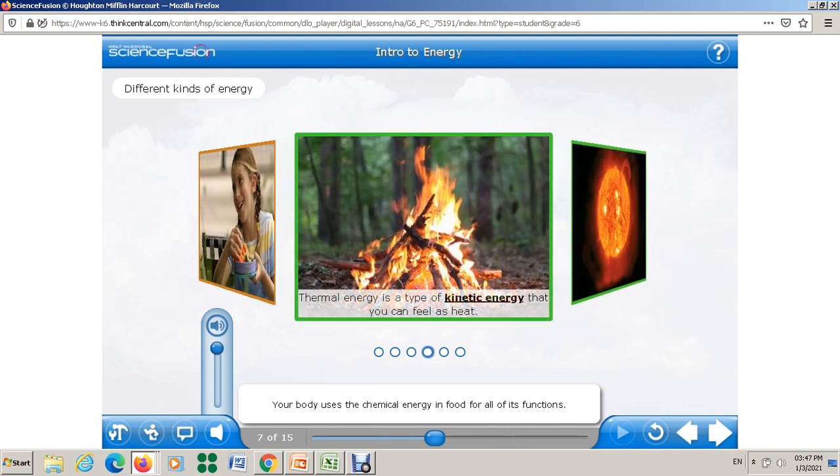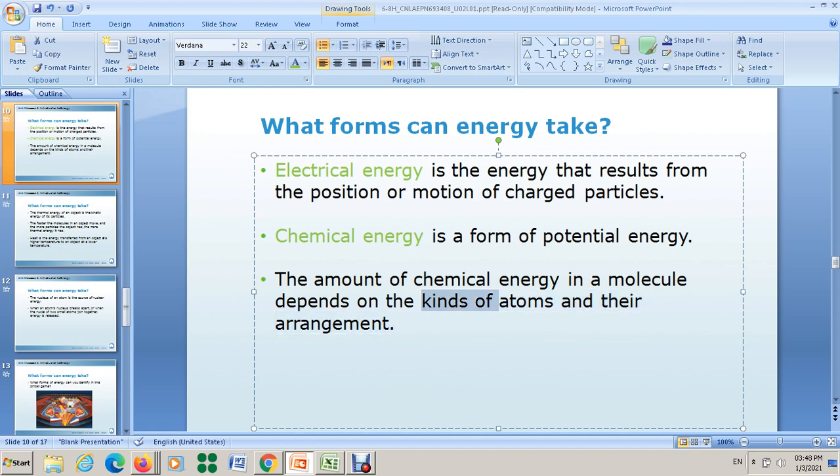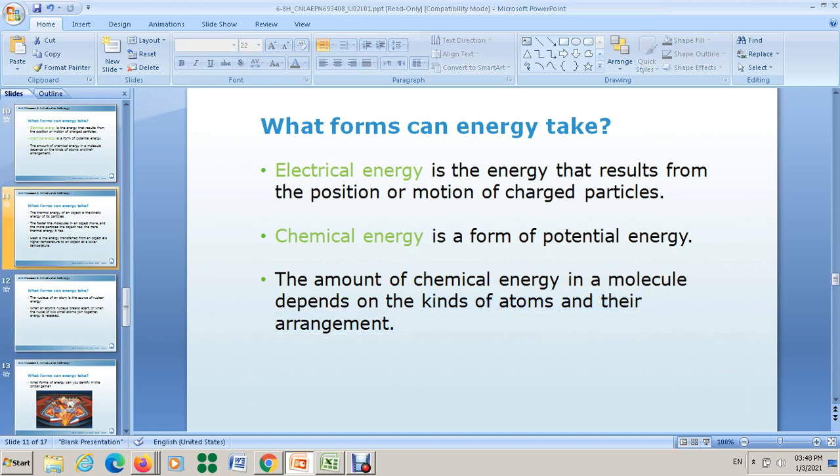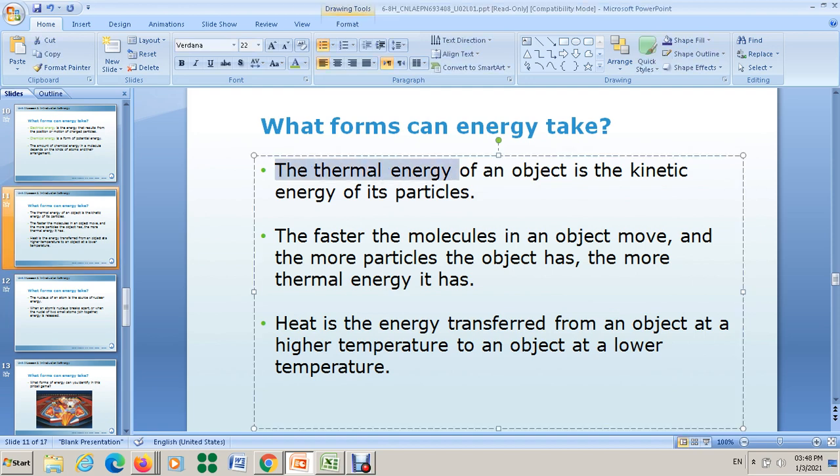Okay, so this is about chemical energy. Before we move on, you have to focus on this one. I have mentioned that before. The amount of chemical energy in a molecule depends on the kinds of atoms and their arrangement, these two. Okay, let's continue. We want to move to another form of energy.